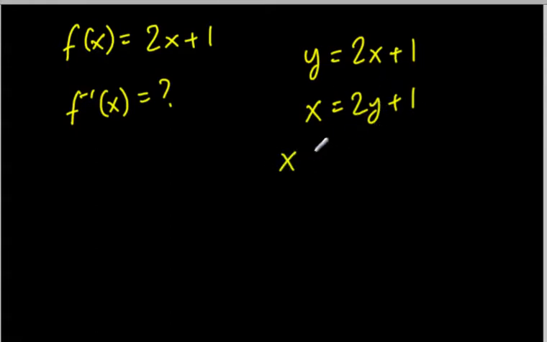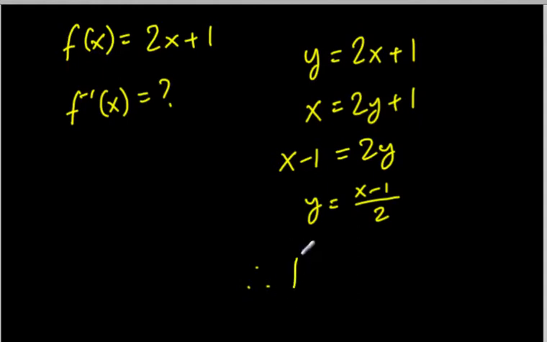So it becomes x minus 1 is equal to 2y. So y is equal to x minus 1 divided by 2. So therefore, the inverse function, f inverse, is equal to x minus 1 divided by 2. All right? So that is the basic strategy of how you find the inverse.